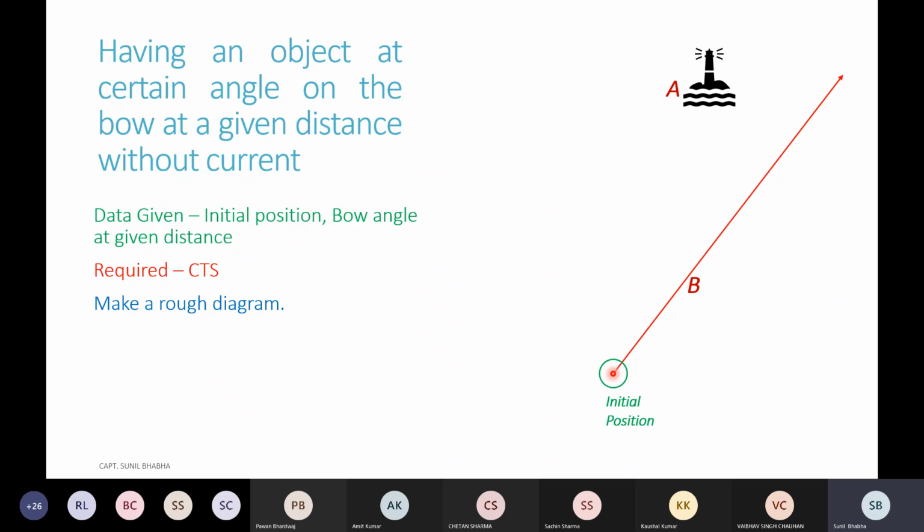So let's assume when the ship is moving on this particular course and it reaches at this point Bravo, B point. Now at this particular point, the lighthouse comes at that many degrees on our bow, or in other words, when the ship reaches at point B, the bow angle which we are required to obtain is obtained here, or is possible here.